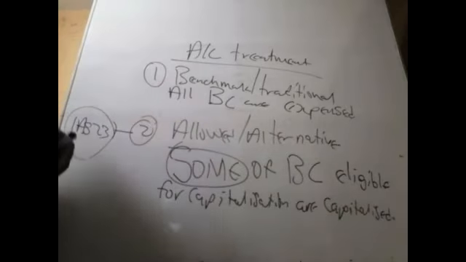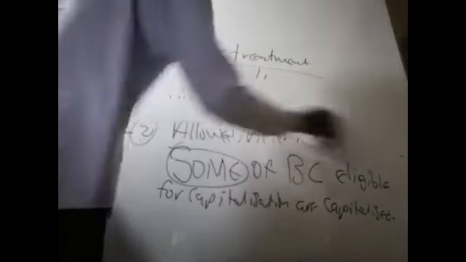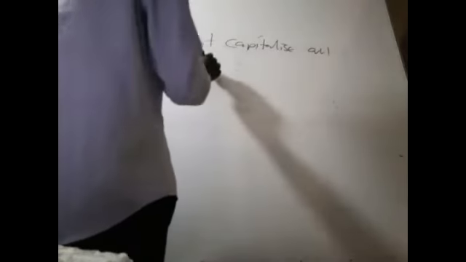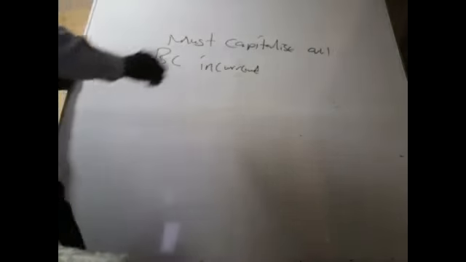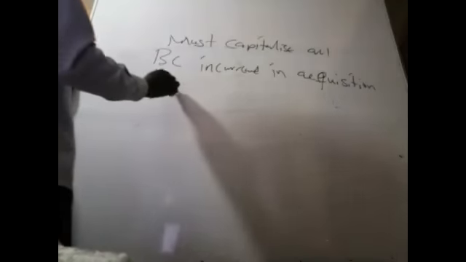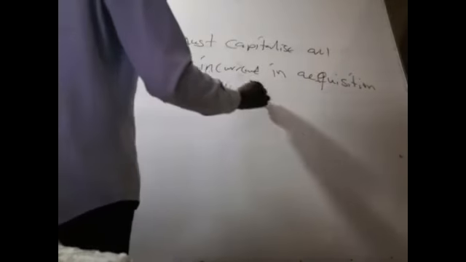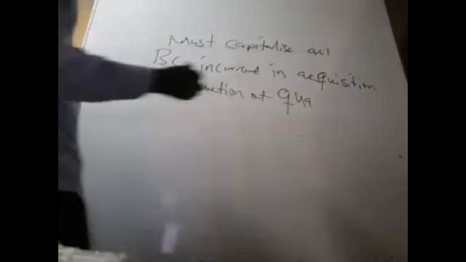Condition. So on what basis do you capitalize the borrowing cost? So let's look at that one. We said that it's borrowing costs incurred in acquisition or construction of a qualifying asset. So the entity must capitalize all borrowing costs incurred in acquisition or construction of a qualifying asset.